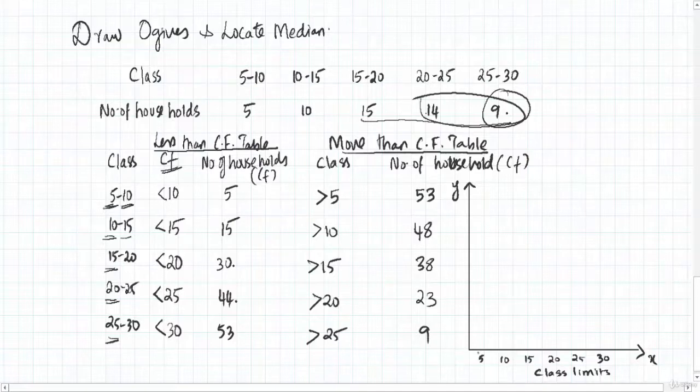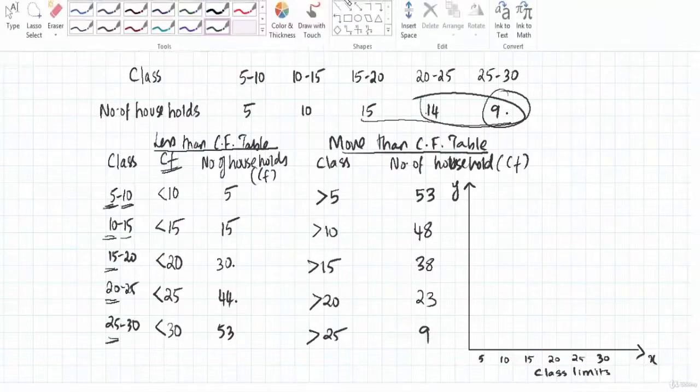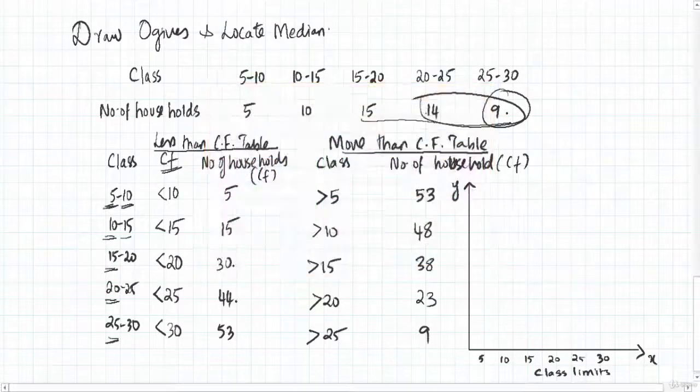And we should capture the frequencies here, right? Let me just change the color to highlight that. So frequencies, and frequencies are like this. It ranges from 5 to 53. So I'll capture it like this: 5, 10, 15, 20, 25, 30, 35, 40, 45, 50, and I'll take it up to 55.